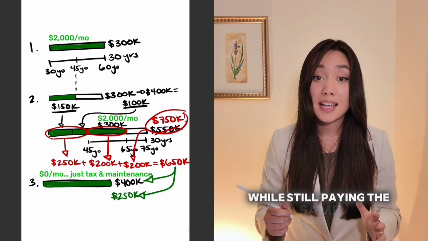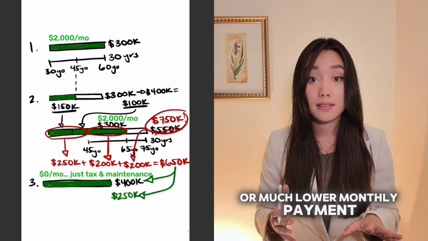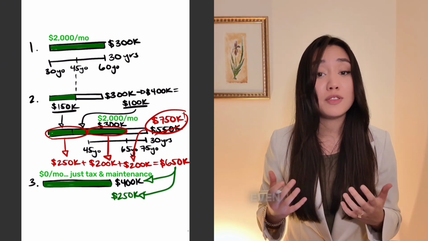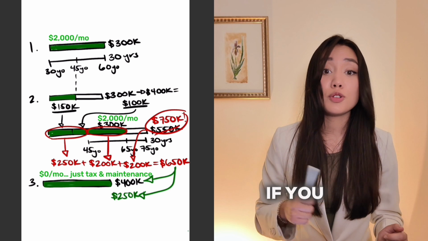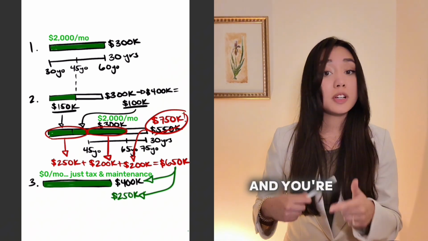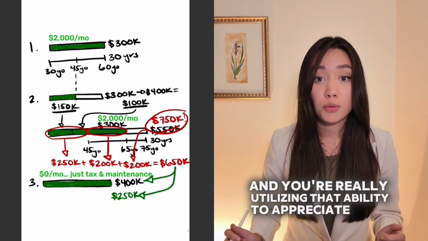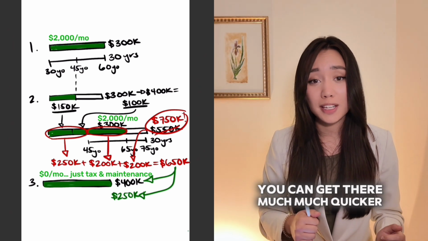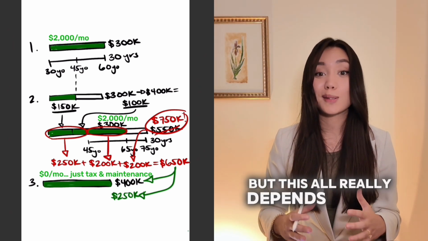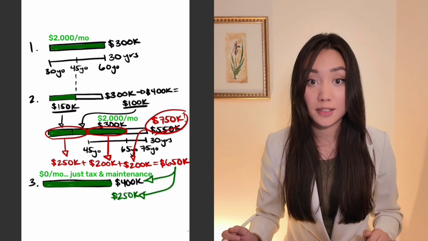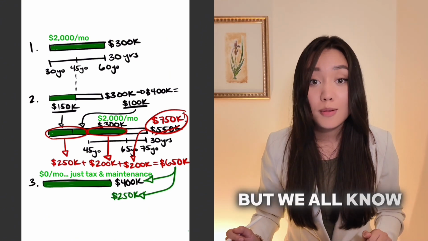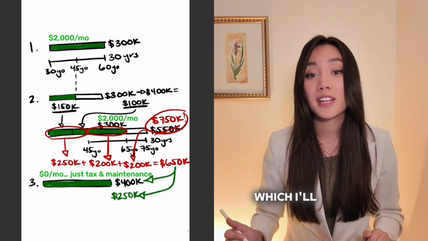while still paying the same or much lower monthly payment, making that big house on the hill affordable even with an average salary. And if you do it Barb's way with the short game and you're really utilizing that ability to appreciate your property, you can get there much, much quicker, like she said. But this all really depends on the market continuing to increase in the long run, which it does. But we all know about the infamous 2008, which I'll be getting to in this video.